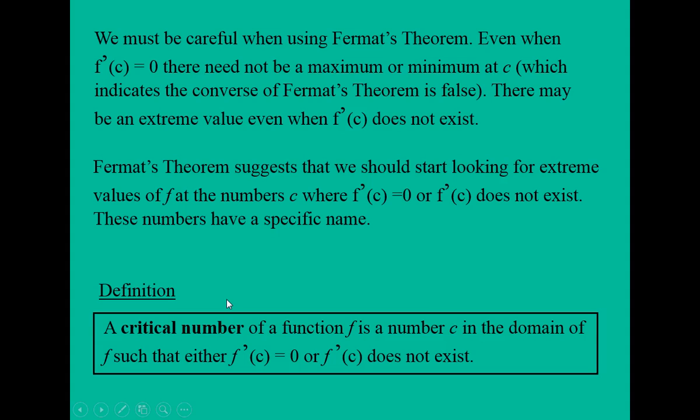We'll find those critical numbers, plug those into the function, and compare with the endpoints. The value that gives us the biggest number is the absolute maximum value, and the critical number or the endpoint that gives us the smallest number will be our absolute minimum value.